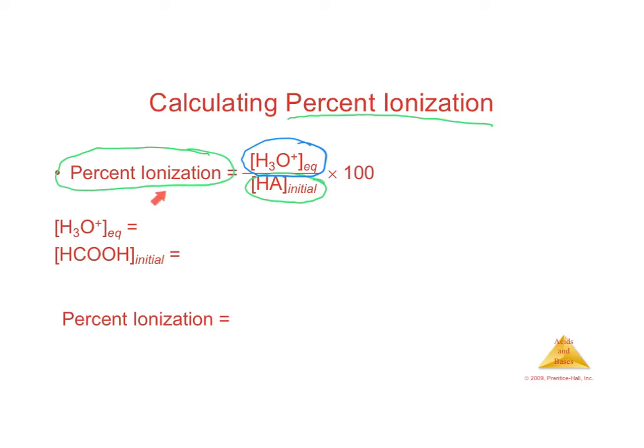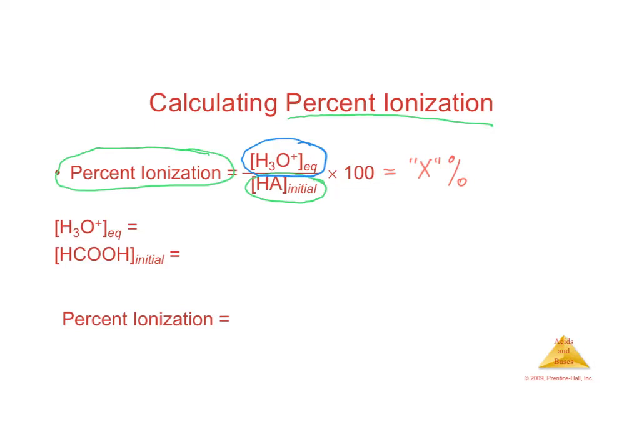Calculating the percent ionization of a weak acid or a weak base takes the equilibrium concentration of hydronium for the weak acid, or hydroxide for the weak base, over the initial concentration of that weak acid or weak base, times 100, and gives us the percent ionization of that species.